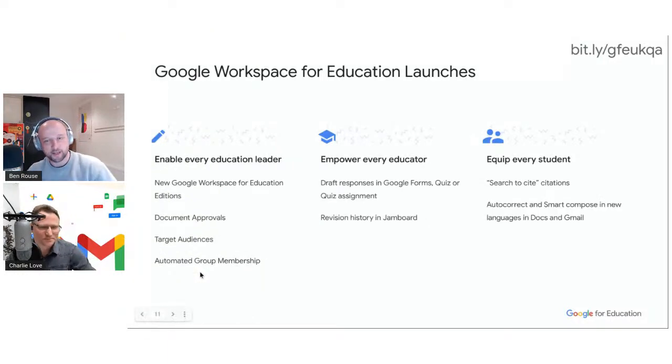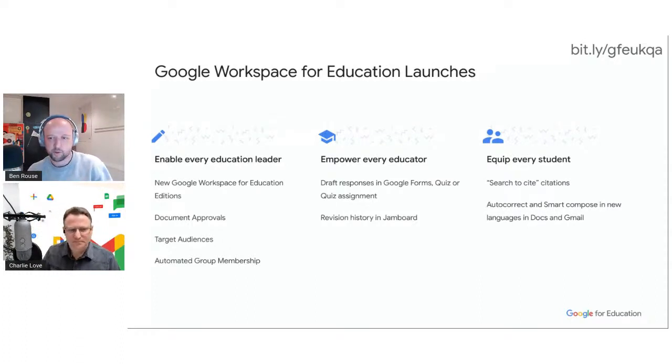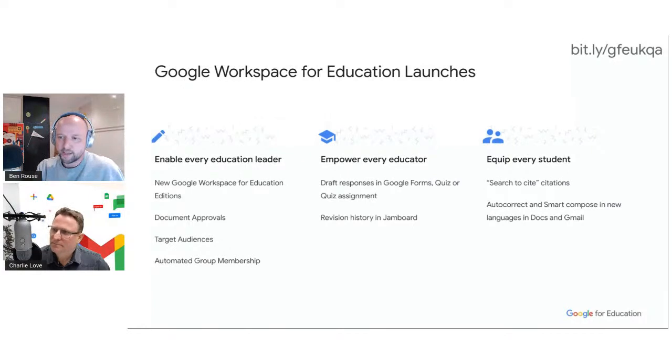So, as we look through the updates, let's start with Google Workspace for Education launches. There are some launches that we've already mentioned, like document approvals, and obviously the new additions. Charlie's going to talk later about target audiences and some automated group membership. We're going to dive into a few of these in detail, but I know many educators will be very excited to see draft responses in Google Forms and also revision history for Jamboard. There's also the ability in Docs to search to cite. And then there are also some more additional autocorrect and smart compose features coming to Docs and Gmail.